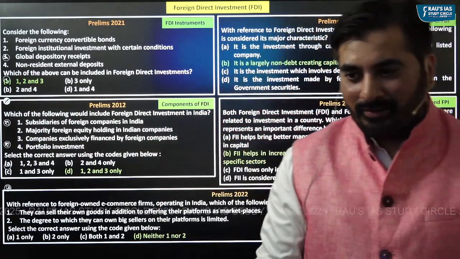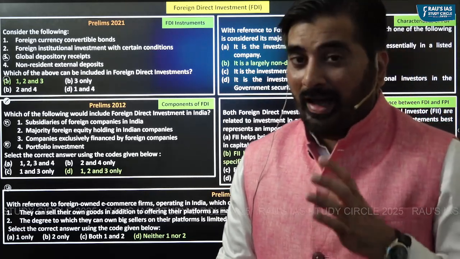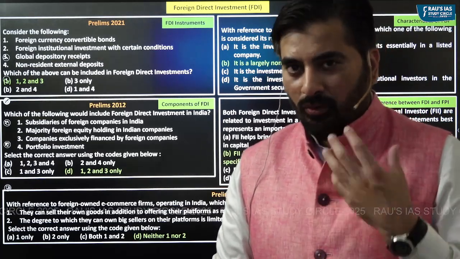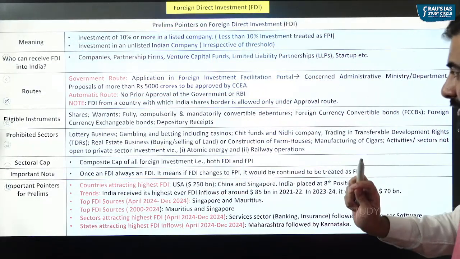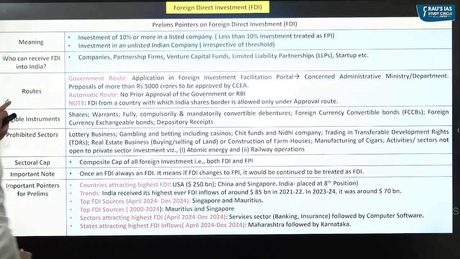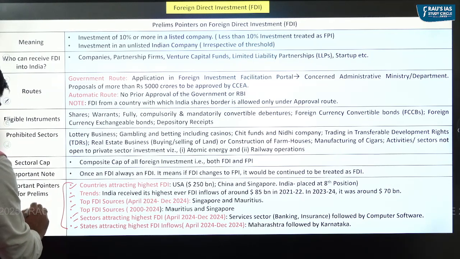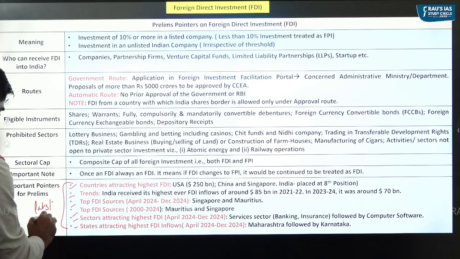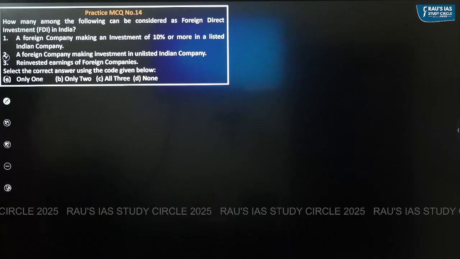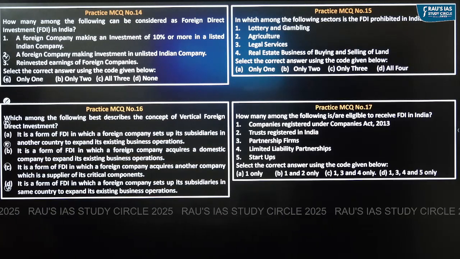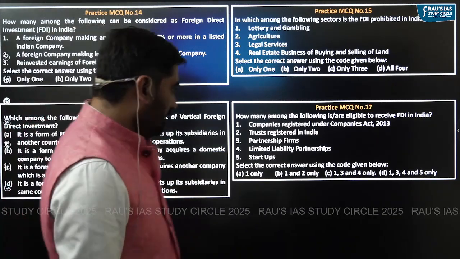Obviously, I cannot discuss all of this in the economic survey discussion because it is beyond the scope of the economic survey discussion. But what I can do is all the prelims pointers that you need to know with respect to FDI, I have incorporated here. All the prelims pointers related to FDI, plus I have also highlighted the recent trends in FDI. This is from the latest report. So you can just have a look at all of these things. Based upon that, I would want you guys to have a look at these 4 practice questions, 14, 15, 16, 17, and let me know the answer in the chat box.